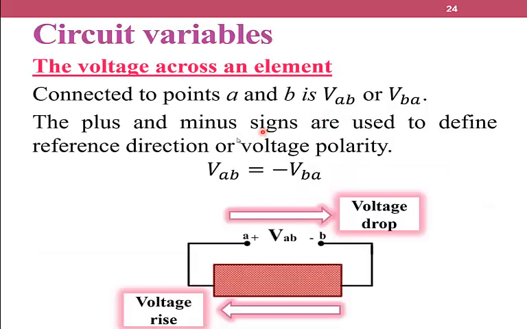In the first lab, you may have noticed that the voltage across an element may be positive or negative according to which place we are going to measure from. If we measure from A to B, this is VAB and it is positive, and on the same line and at the same time it is negative if we measure the voltage from B to A. So the same value but with a different sign. The different sign indicates the reference direction or voltage polarity.